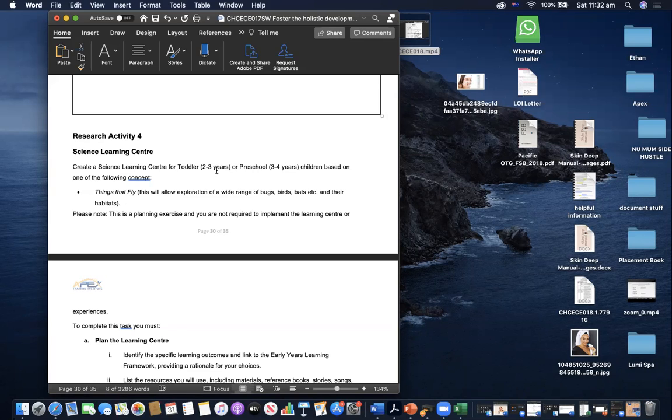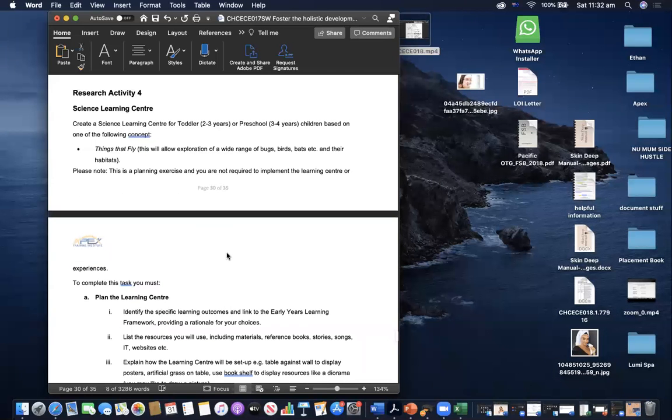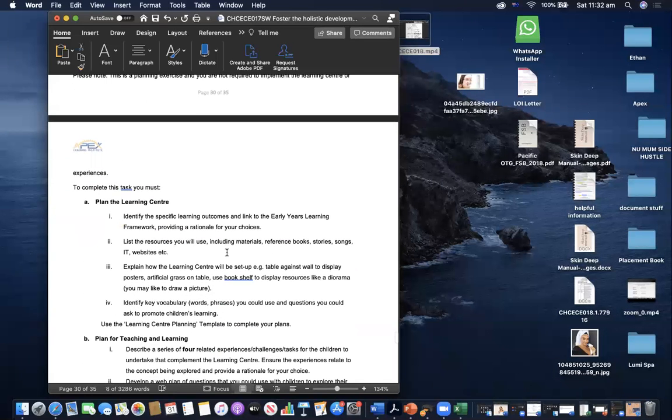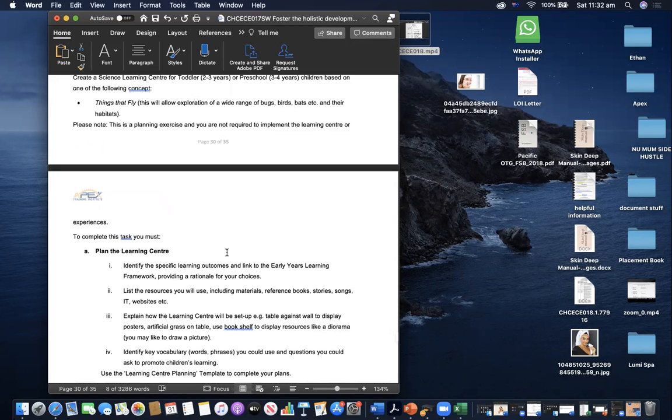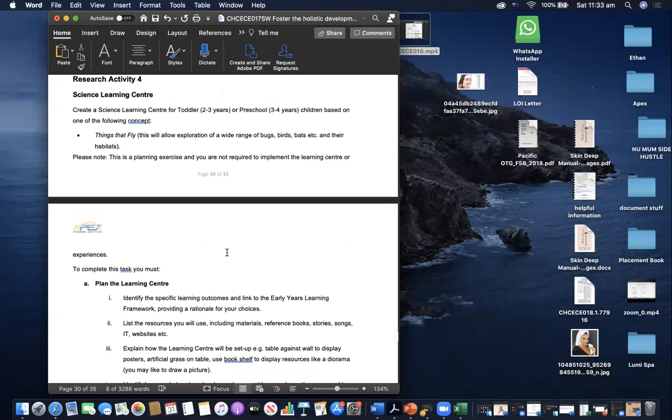This is why you need the other textbook, okay? Because there's a whole chapter on planning, and this is where you need to read it. So this is the framework for learning textbook, okay? You need to read that so you understand how to do web planning and all these types of things. Because if you don't know, trust me, you are going to struggle so much at placement because you do so much planning. It's not funny, okay? So what you need to do is look at things that fly. So we're looking at bugs, birds, bats, and their habitats.